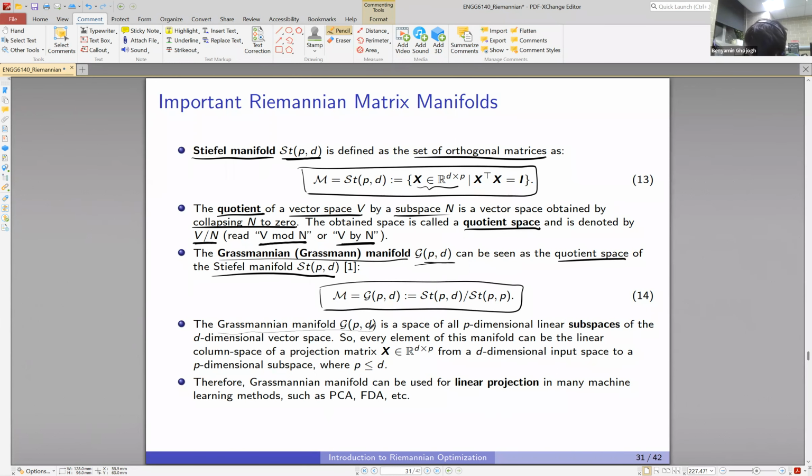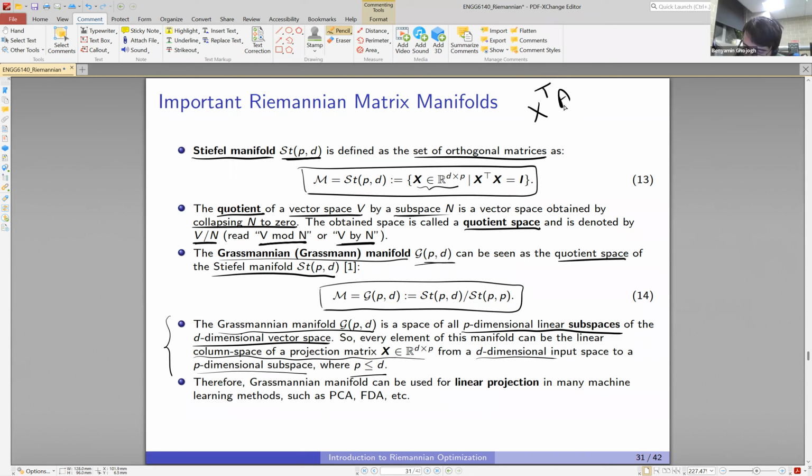The Grassmannian manifold G(P, D) is a space of all p-dimensional linear subspaces of the d-dimensional vector space. So every element of this manifold can be the linear column space of the projection matrix X from a d-dimensional space into a p-dimensional subspace, where p is less than or equal to d. So let me explain this in detail. What do I mean? Consider the projection matrix X, X transpose A. What does it do?